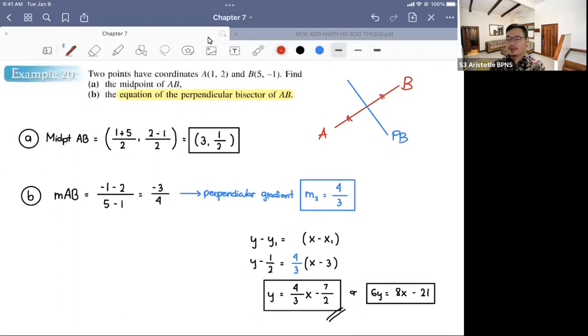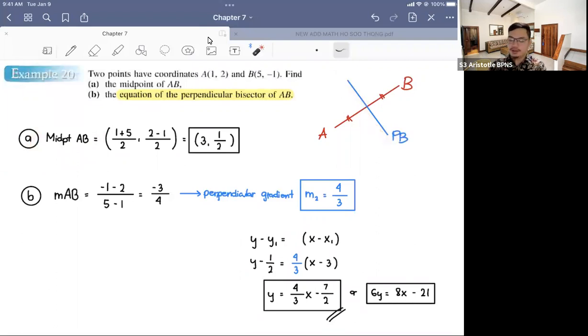Now the midpoint of AB is this one, which is (3, 1/2). So you have your point. But in order for you to find the equation of the line, you need a gradient, right?